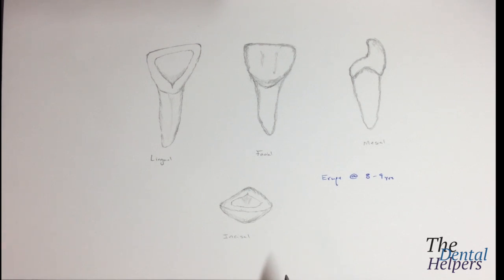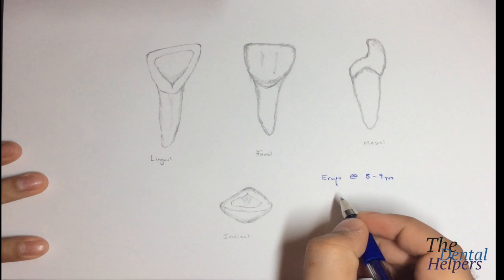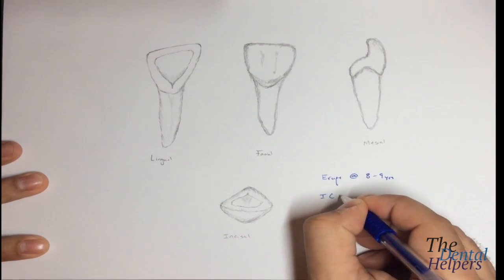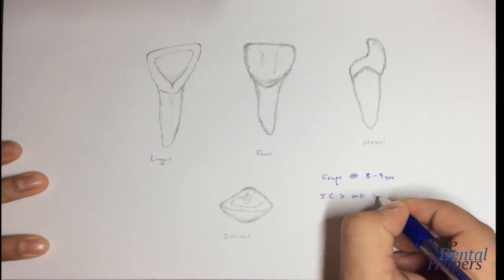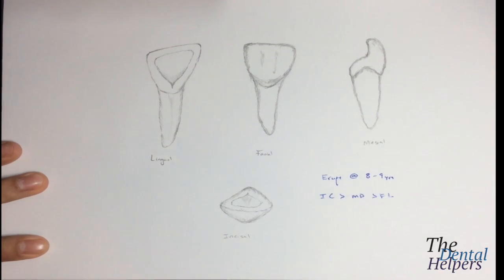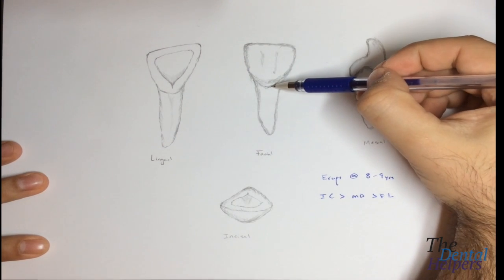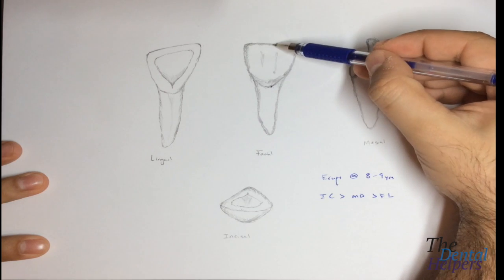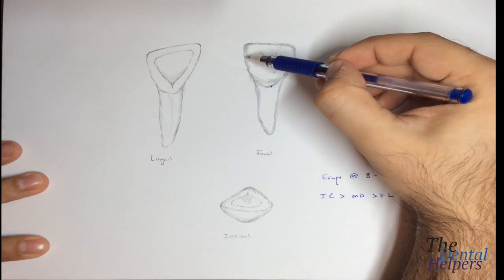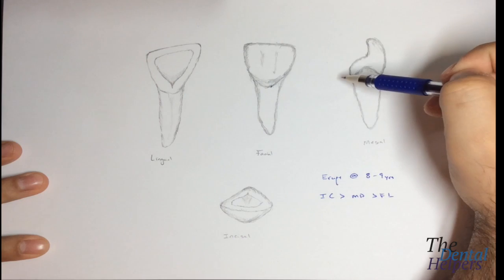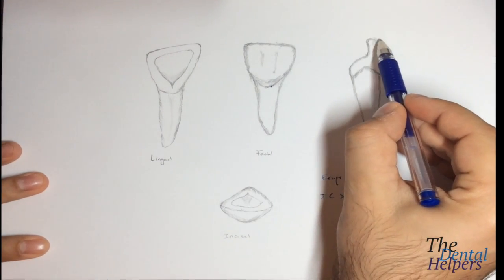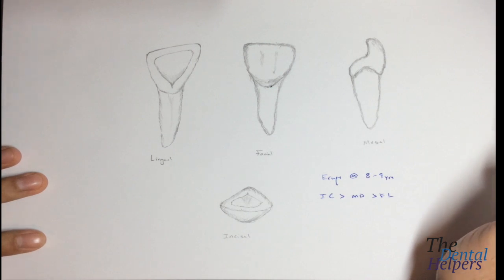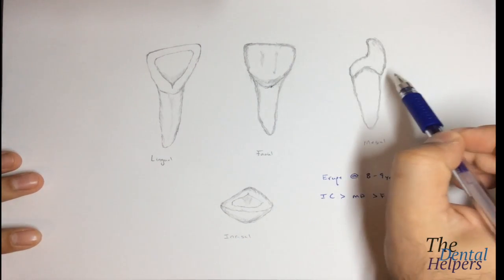And then if we're looking at the coronal dimensions, again, since this is maxillary, we should expect IC, MD, FL. So let's go over what that means. So if we look at the incisal cervical, it's going to be significantly larger than the mesial distal. And then if we were to look at the facial lingual, we're going to see that facial lingual is the smallest of all the dimensions in terms of the crown.